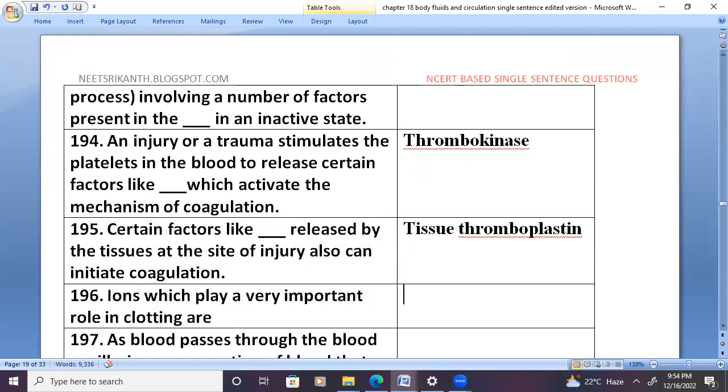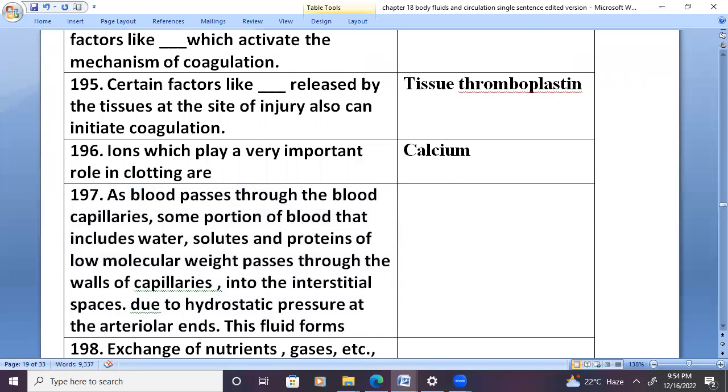Ions which play a very important role in clotting are calcium ions.